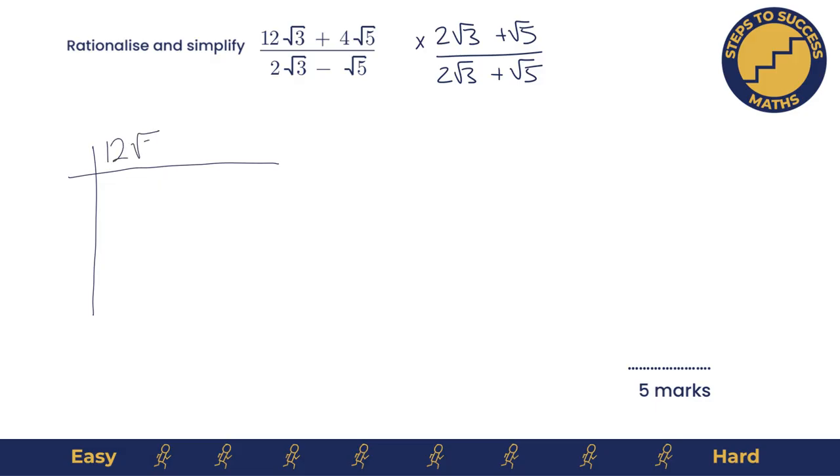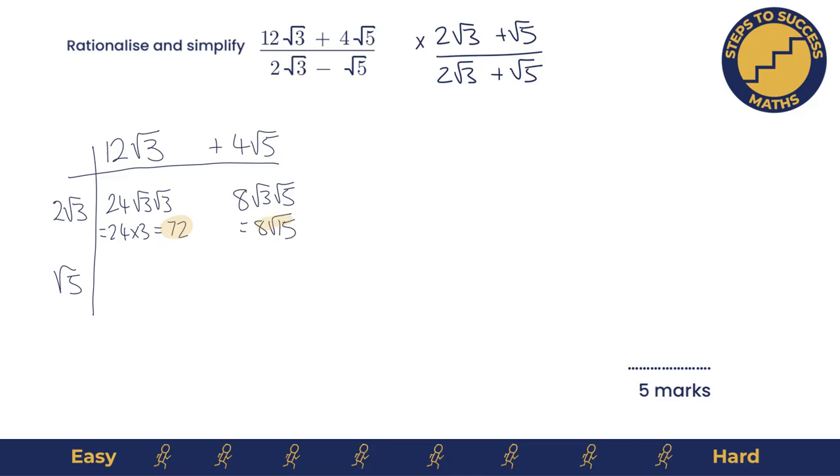So we've got 12 root 3 plus 4 root 5 multiplied by 2 root 3 plus root 5. 2 times 12 is 24. Then we've got root 3 times root 3, which is 3, so 24 times 3, so 72. Then we've got 2 root 3 times 4 root 5. 2 times 4 is 8, root 3 root 5. Now we can combine that root 3 root 5 to be root 15. So we've got 8 root 15.